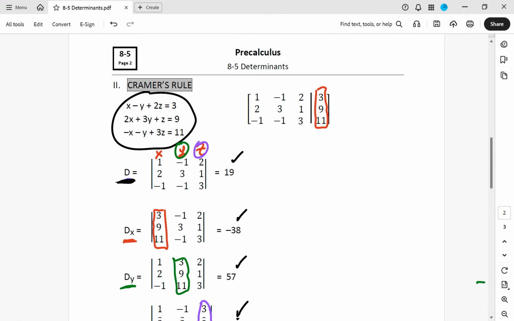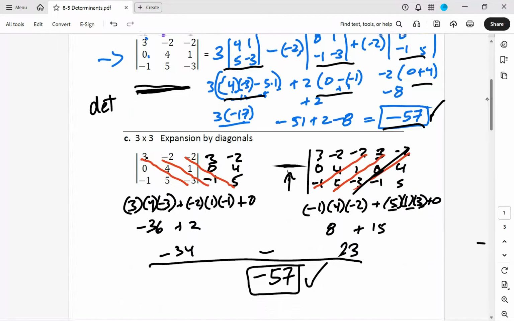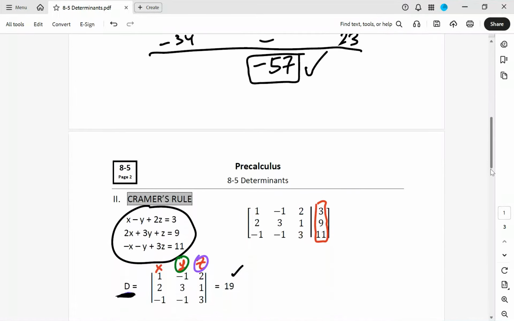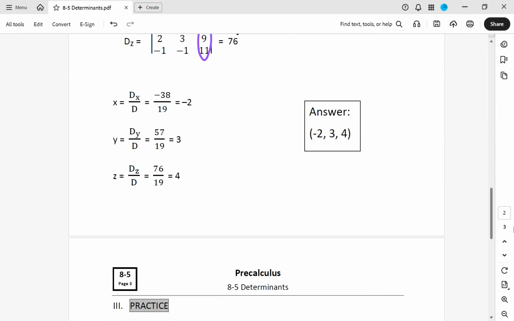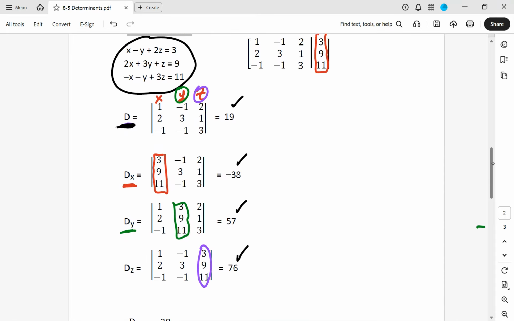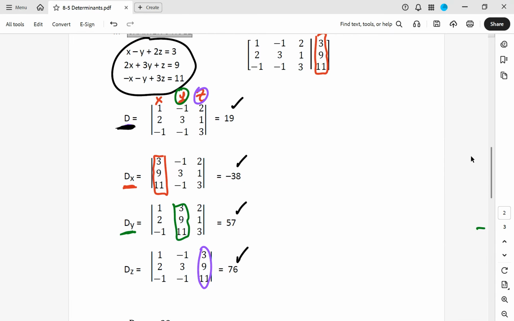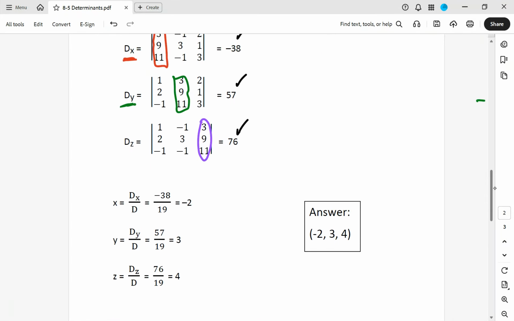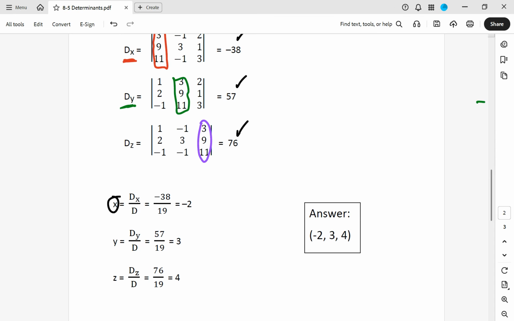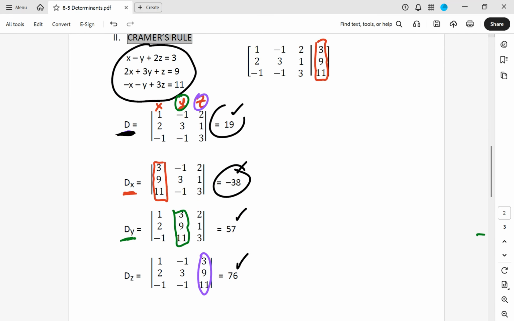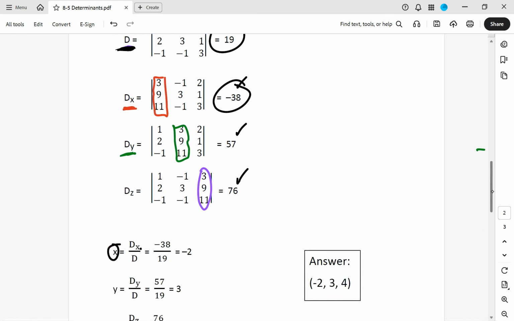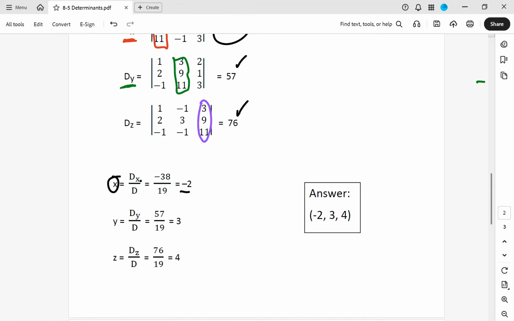So that's why we did this, so you can figure this out either by doing minors or by doing diagonals or using the calculator. And once you have them, now where we're at here is, what do we do with it? Well, if you want to know what the x is, you take the one that's the determinant for just the x's and you put it over the main determinant, negative 38 divided by 19. I got those numbers from here and here. Okay. And that gives me negative 2.